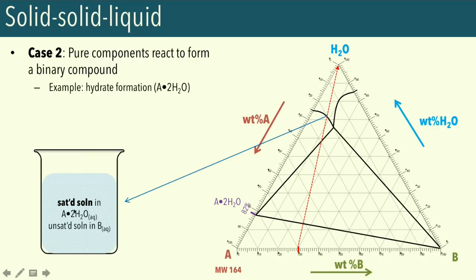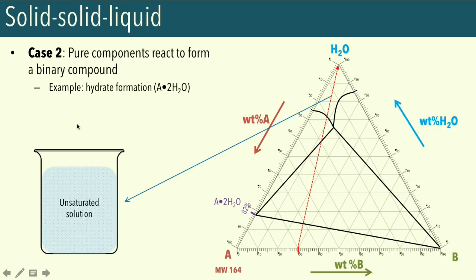So our solution is in equilibrium between precipitating and dissolving in our A hydrate. Adding even more water allows us to go beyond the saturating line of A hydrate. So overall, we now have an unsaturated solution. We're just following what happens even intuitively when we add water.